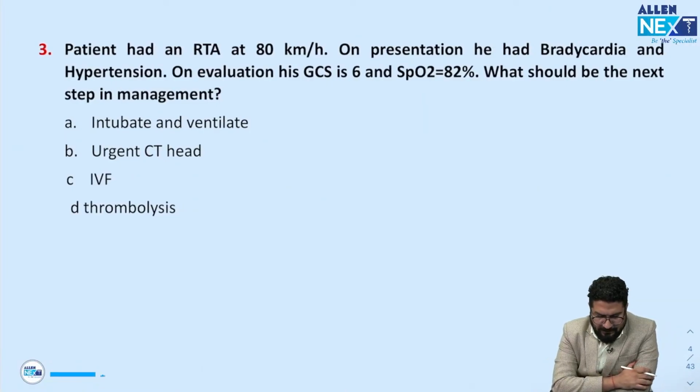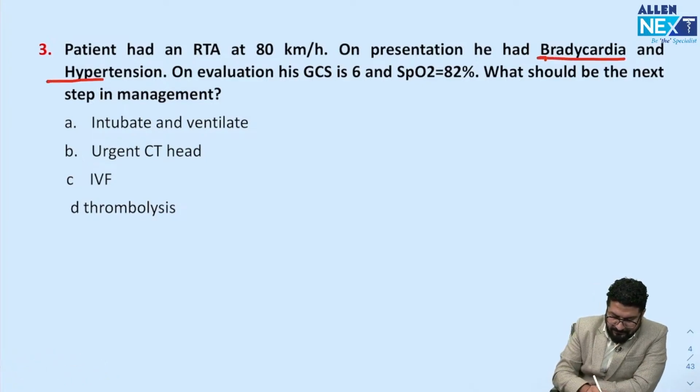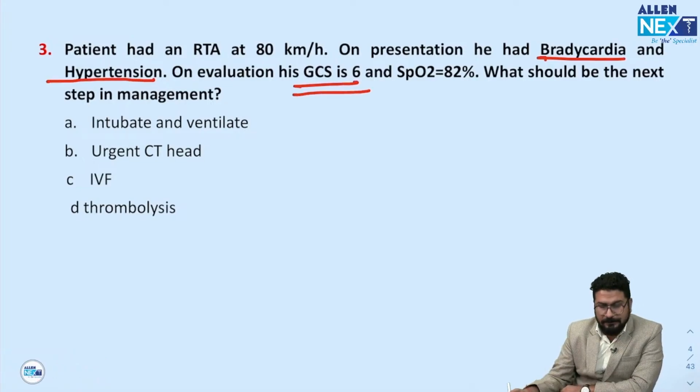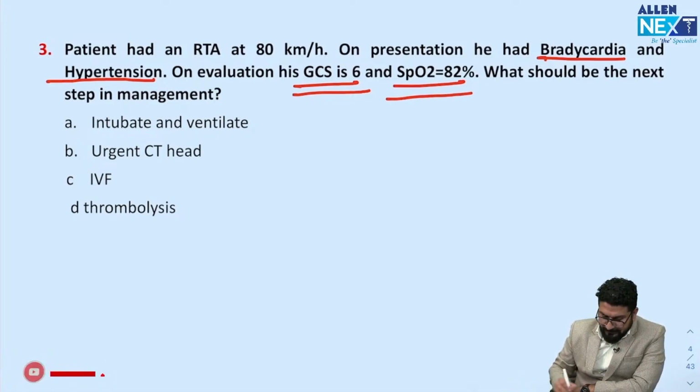Okay. Patient had a road traffic accident. Presentation is with bradycardia and hypertension. So what we call this is Cushing reflex. GCS is 6, so there is low GCS. SpO2 is 82. SpO2 भी कम है, GCS भी कम है. What should be the next management? Now we don't know if it's stroke or not.